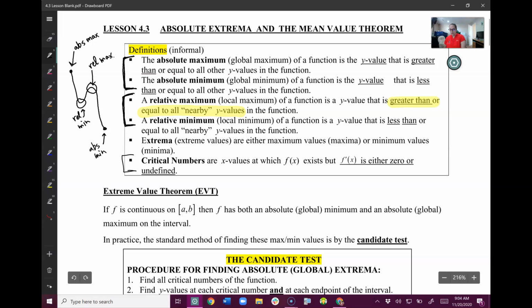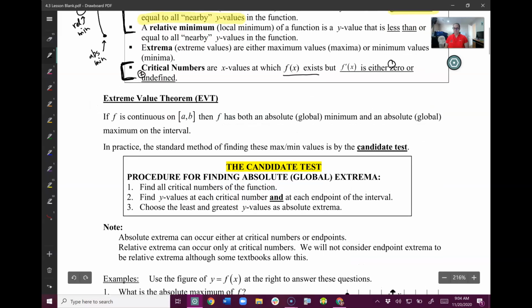Now, this last one is also really important, critical numbers. And this is something we're going to be using for the rest of the chapter. A critical number is an x value at which f exists, but f prime is either 0 or undefined. That's a critical number where f prime is 0 or undefined. And we'll talk about that more in a little bit when we do an example problem.